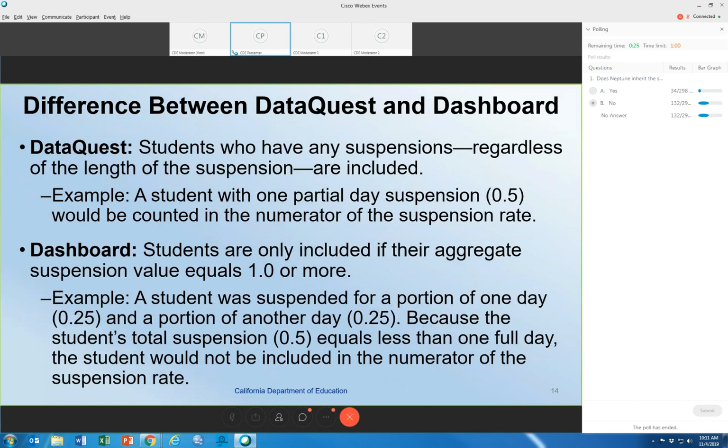Additionally, this data will be reflected differently on DataQuest and the dashboard due to this change. On DataQuest, students who have any suspensions, regardless of the length, will be included. So a student with a partial day suspension would be counted in the numerator of the suspension rate on DataQuest. However, on the dashboard, students are only included if their aggregate suspension value equals 1 or more days. A student who is suspended for a portion of 1 day, say a quarter of a day, and a portion of another day, another quarter, would not be counted in the numerator because their total suspensions of a half day is less than 1 full day.